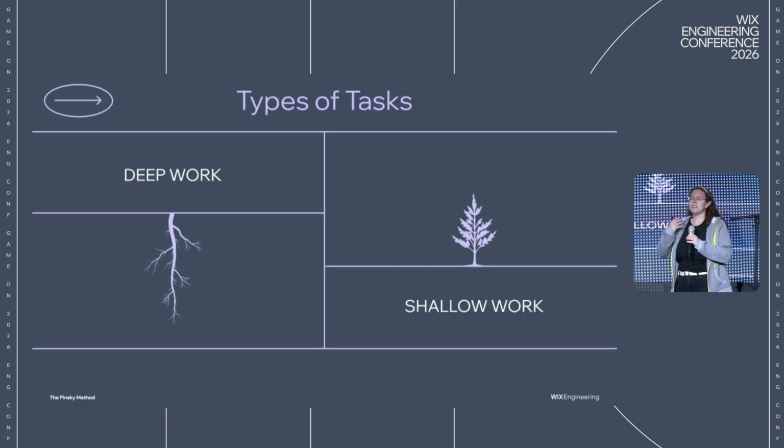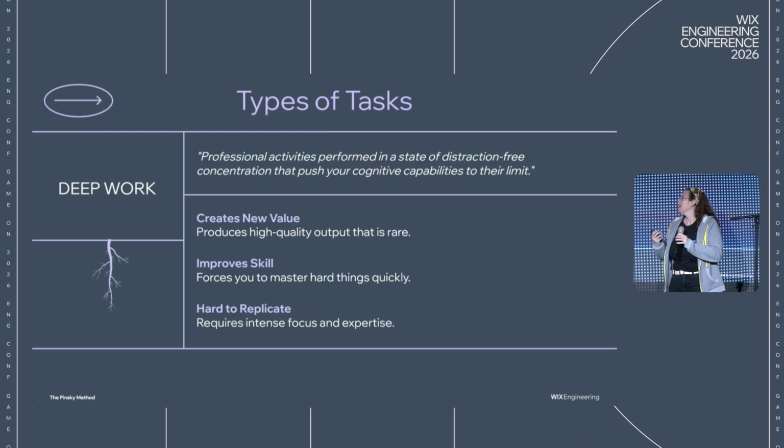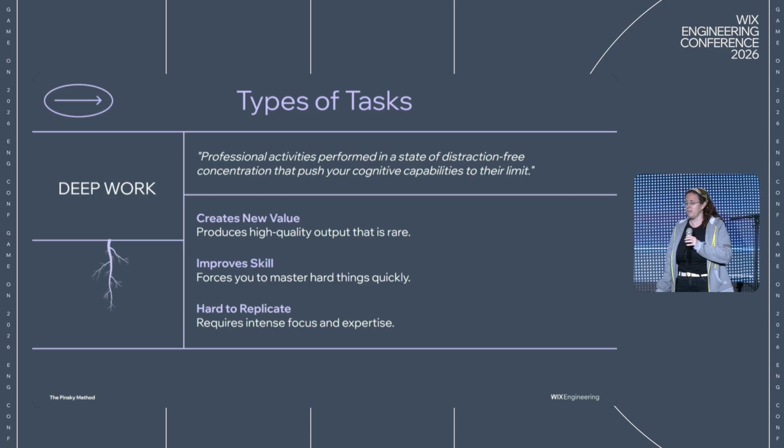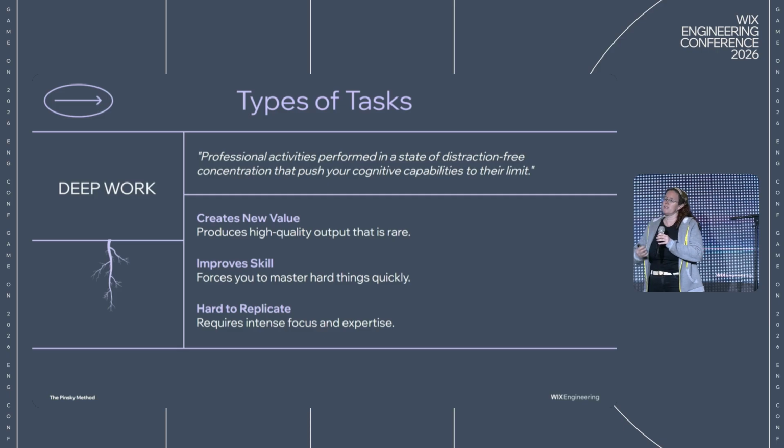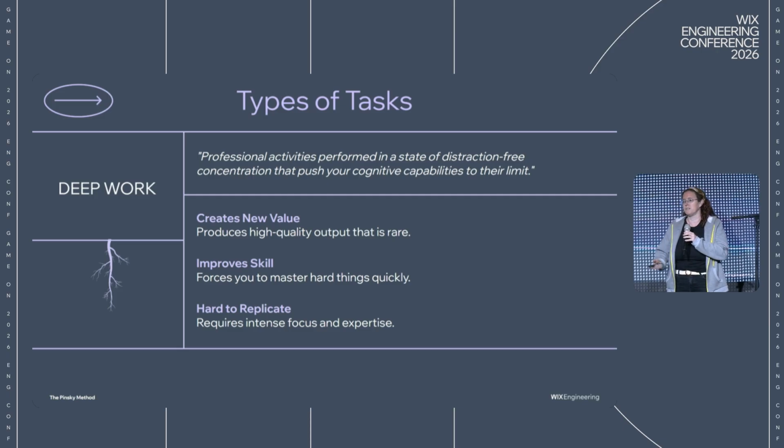So when we look at the tasks we do every day, we can divide them into two types of tasks, deep work and shallow work. So deep work is everything you need to really invest in, and it creates new value. It can be new features you're working on. It can be something you're trying to study, learning something new. You really need to focus and spend time on it, and it's hard to replicate. You can't just do it as you go along.